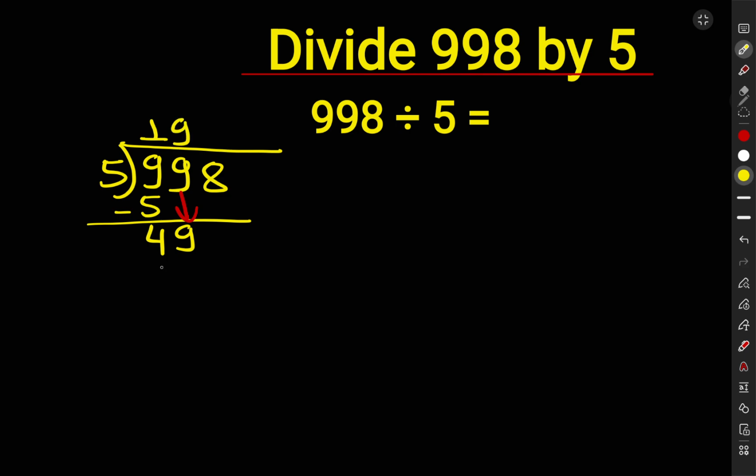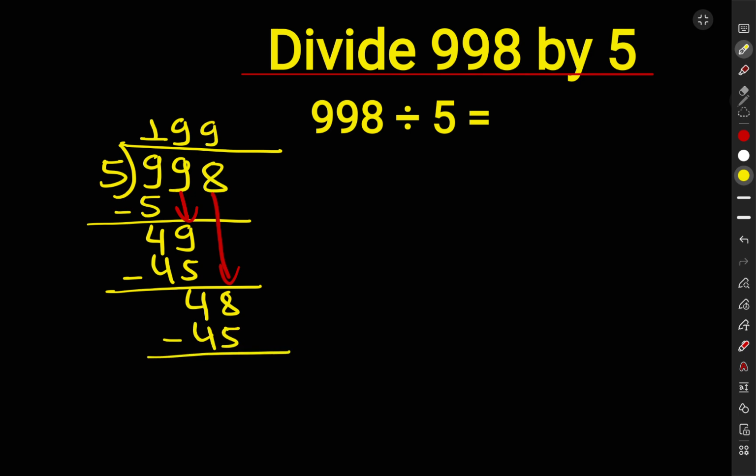5 times 9 is 45. On subtracting we get 4. So again we put down this 8 and it is 48. 5 times 9 is 45. On subtracting we get 3.